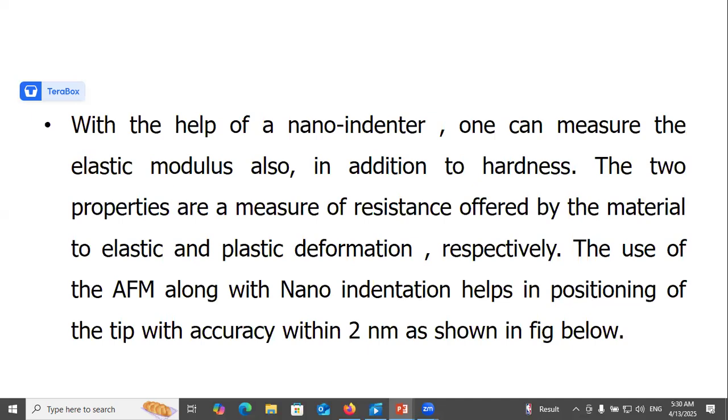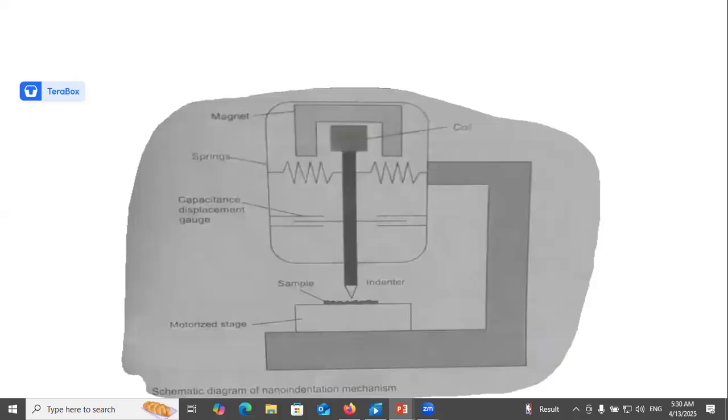deformation respectively. The use of the atomic force microscope along with nano-indentation helps in the positioning of the tip with an accuracy of 2 nanometers, as shown in the figure below. This is the indenter, sample, motorized stage, capacitive displacement gauge, spring, magnet, and coil: a schematic diagram of the nano-indentation mechanism.